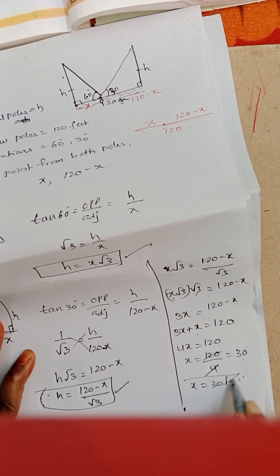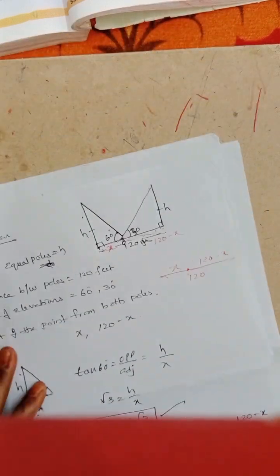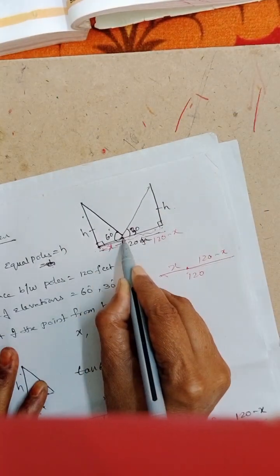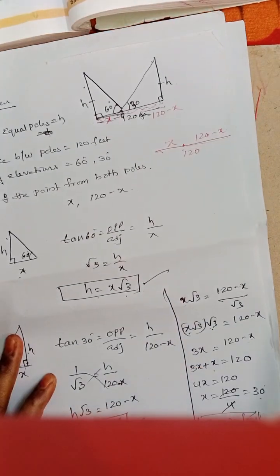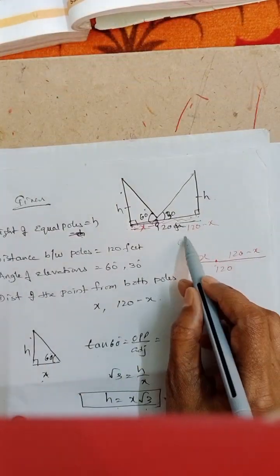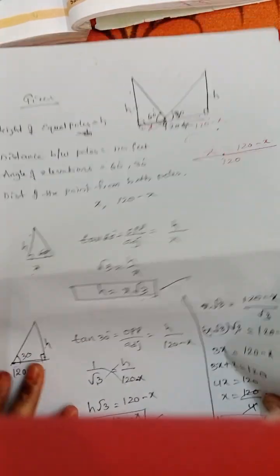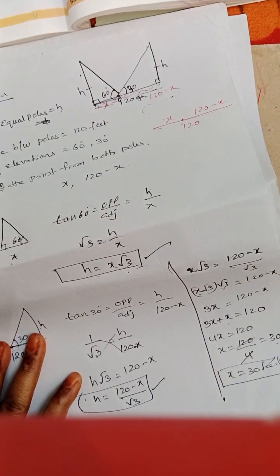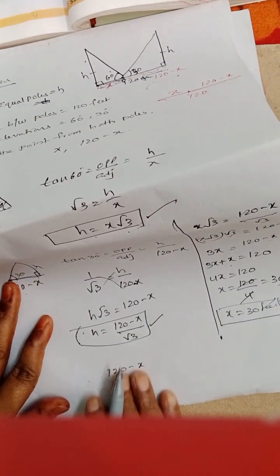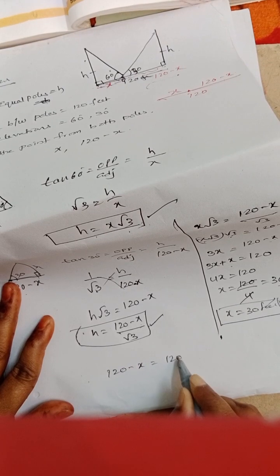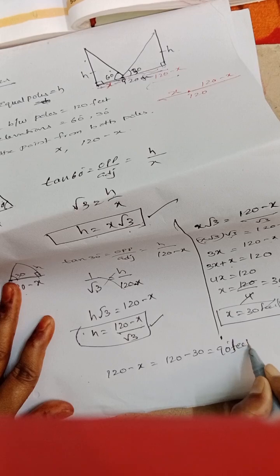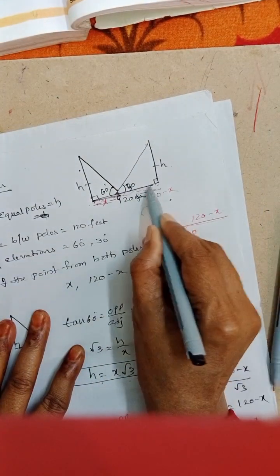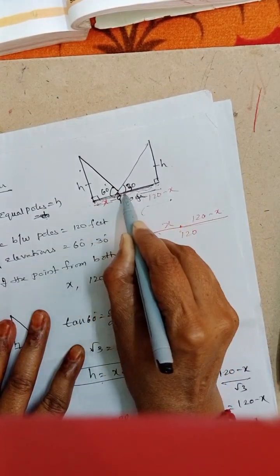So that is the initial distance. What is x? This is the first distance, the smallest distance, 30 feet. Now we can find another distance. Another distance is 120 minus x. So 120 minus x value equals 120 minus 30 equals 90 feet. So this distance is 90 feet. This is 30, this is 90.